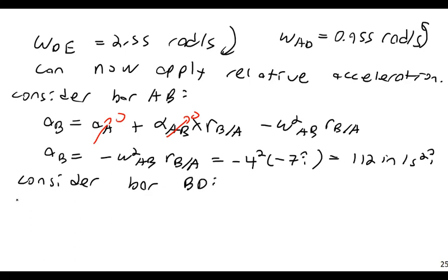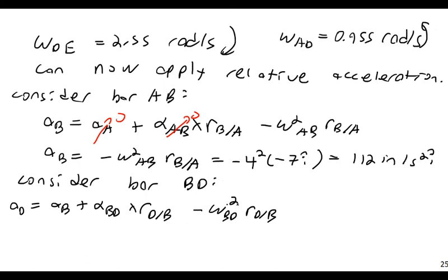And I can say next that A_D is equal to A_B plus alpha BD crossed into R_D with respect to B, the vector from B to D, minus omega BD, the angular velocity of bar BD at that instant, squared, times R_DB, again the vector from B to D, and that is 112i plus alpha BD k crossed into negative 8j.